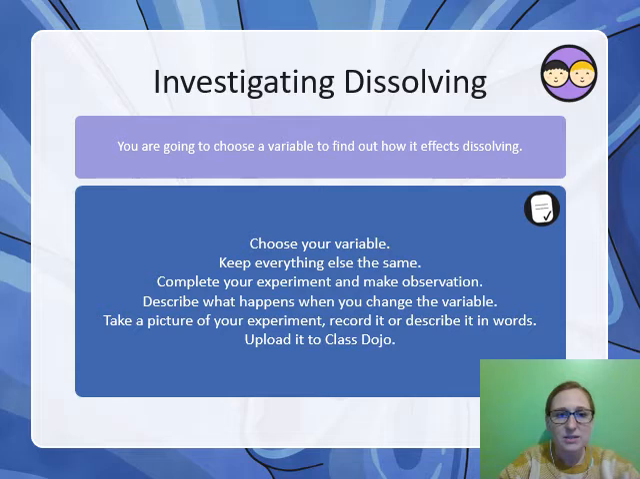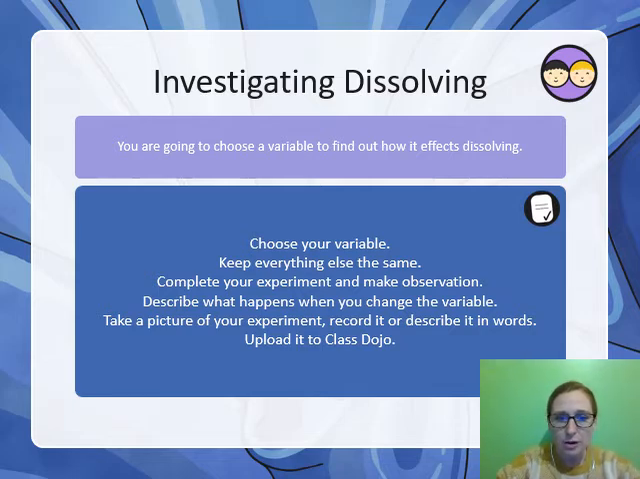So investigating dissolving, you're going to choose a variable to find out how it affects dissolving. We already know that sugar is going to dissolve in water. So you're going to, with your 2 cups, teaspoons, sugar and water, design a mini experiment. First step, you're going to choose your variable, and I'll help you do that in just a moment. And you're going to keep everything else exactly the same, so we know exactly what is changing each time. You're going to complete your experiment and make an observation.